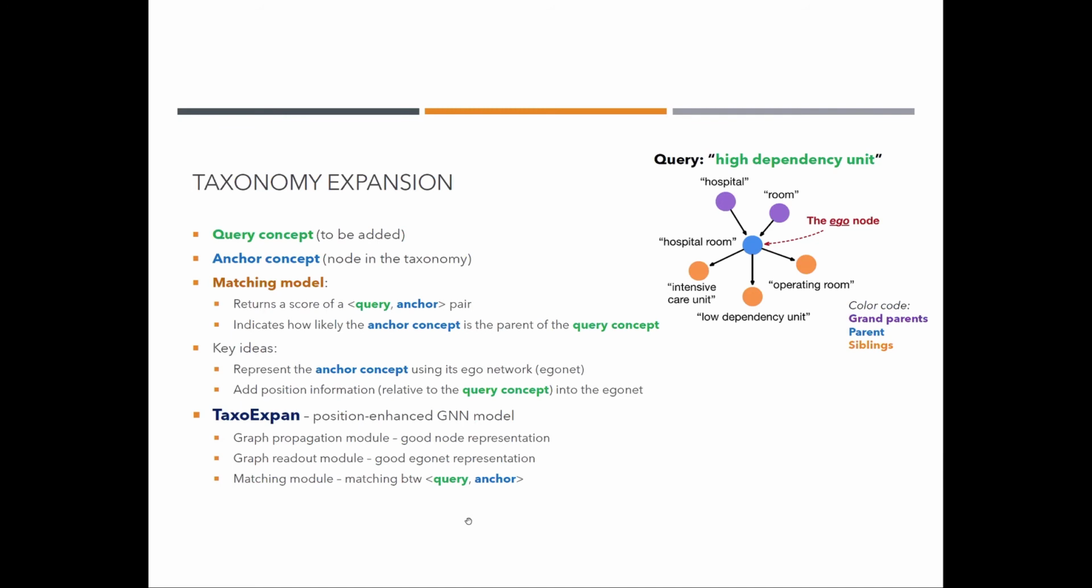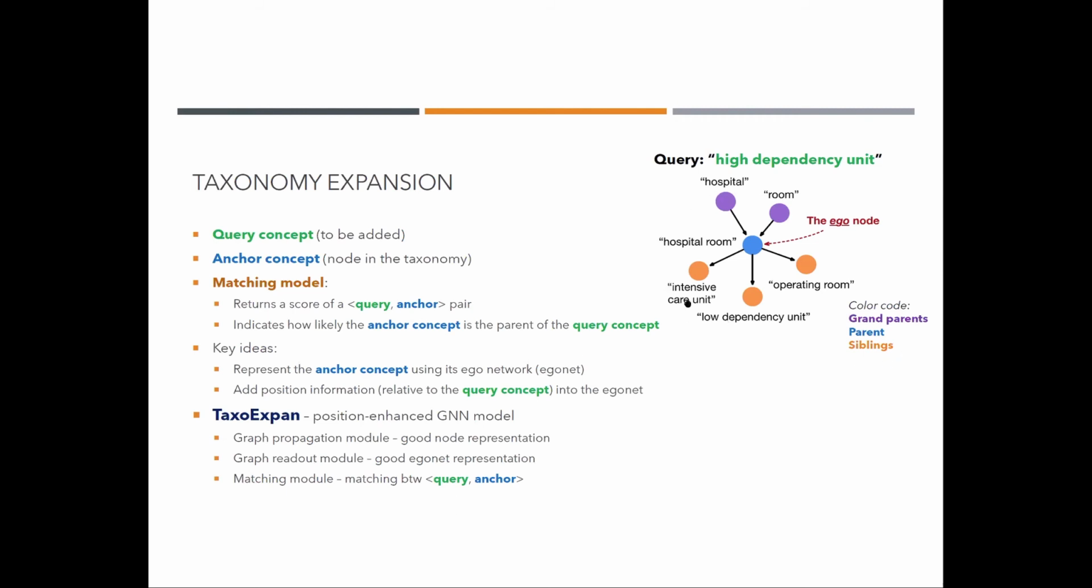There are three key modules in this work. The first one is the graph propagation module, which aims to learn a good node representation. The other is a graph readout module, or you can consider it a graph aggregation module, which learns a good ego net representation. And the last one is a matching module, how to best match between the query and the anchor.